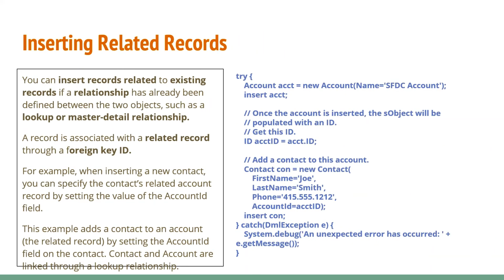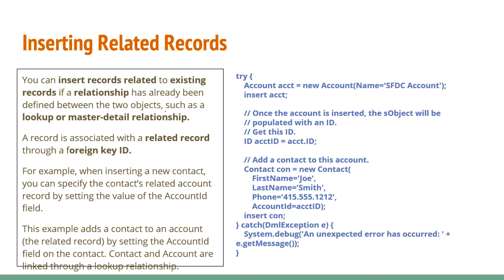Inserting related records. So what do you mean by related records? As we all know, account and contacts are related. So for example, I want to insert a contact and I want to link that particular contact to an account. In that case, there is a field on contact, that is account ID. I will first insert the account, then I will get the account ID, then I will insert the contact, and in that contact I will set that account ID field value to the account which I have recently inserted in the database.